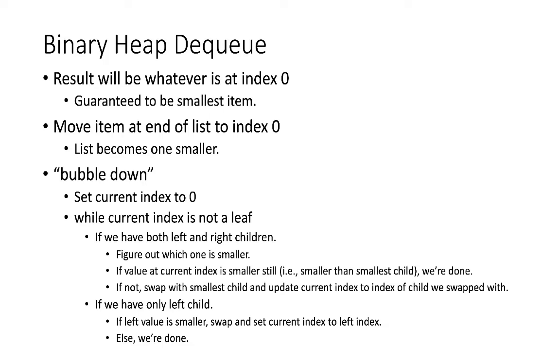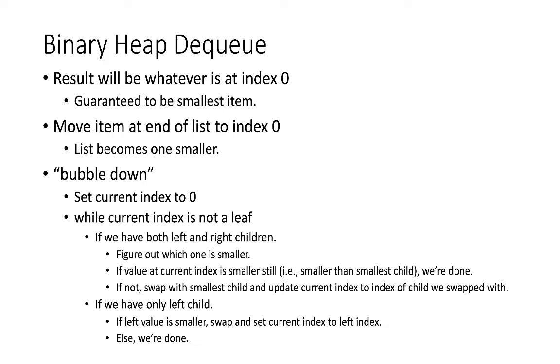And while the current index is not a leaf, in other words, while we have children, then we do the following operation. If we have both a left child and a right child, how do we know if we have a left child or a right child? Well, we simply calculate the left index and the right index. Our left index is the current index times 2 plus 1. Our right index is the current index times 2 plus 2. And as long as both of those are valid indices, that both of those are between 0 and the size of the list minus 1, then we look at those two values in those two spots and we figure out which one is smaller.